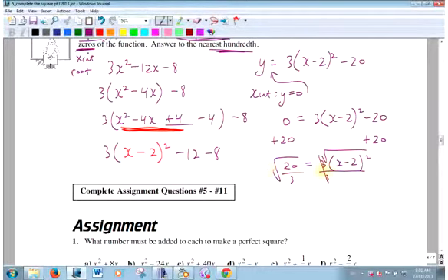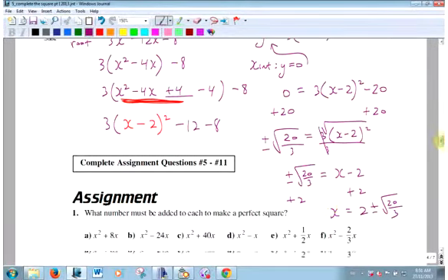Square root. Square root. But when you square root something, what do you got to do? There's two values there, okay? X minus 2 is plus or minus root whatever 20 over 3 is, okay? 6 point something. Got one more thing, and then I know what x is. What do I got to do? Add 2, okay? So x is 2 plus or minus 6 point something. Okay? Those are my two zeros.